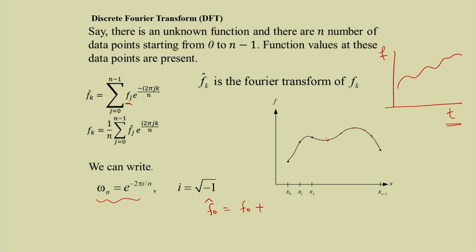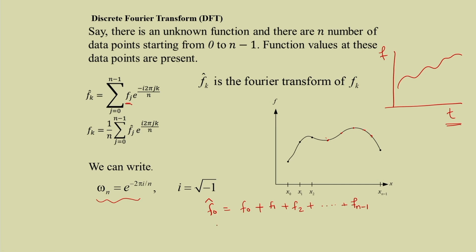The next term will be j equal to 1, so this becomes f_1 into e to the power minus 2 i pi, and k already we have taken as 0, so this is into 0. So, it becomes e to the power 0, that way f_1. Similarly, as for k equal to 0 we are finding, everywhere it will be e to the power 0. The next term will be f_2, and this way it will go on, and finally it will be f_{n-1}.